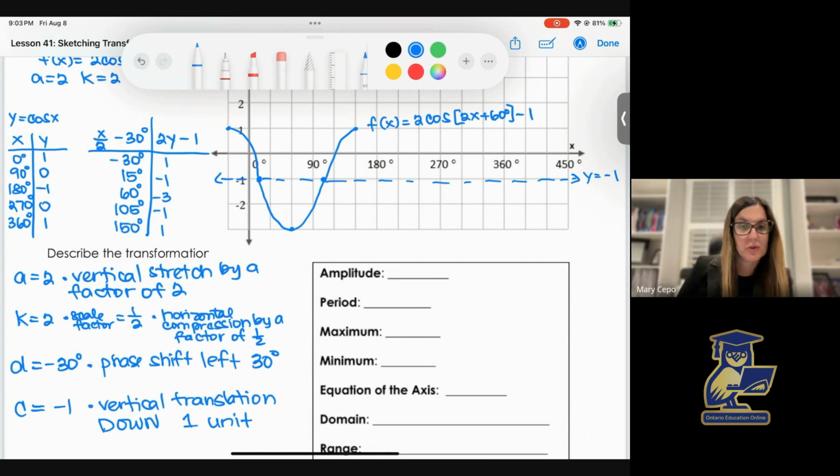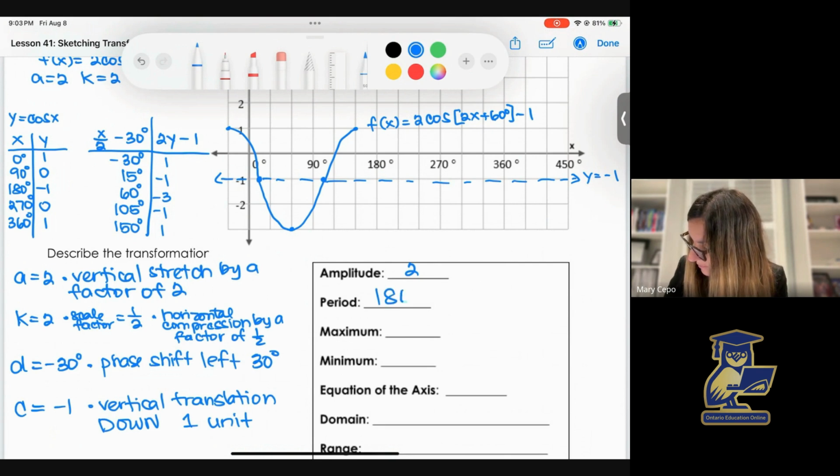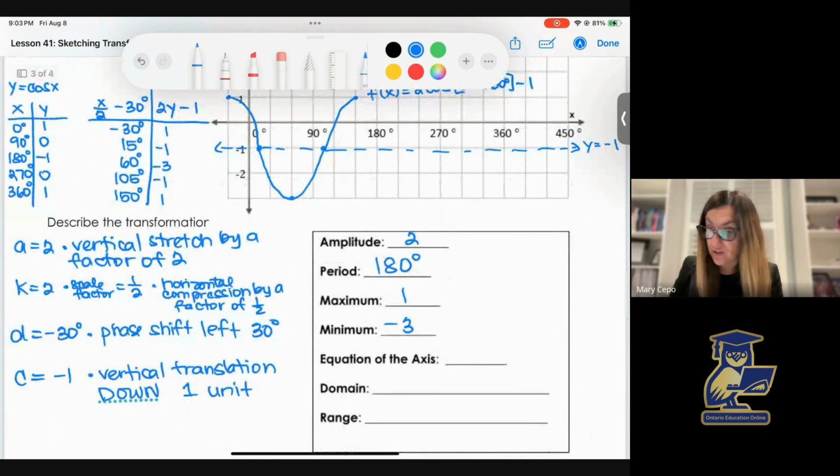Okay, so the amplitude. Again, amplitude is from the equation of axes to the max or to the min. So that distance looks to be 2, but with our equation, it's that A value. So it's always absolute value, so it's never negative. When you're describing the amplitude, that distance is always an absolute value, so keep that in mind. A period, when does one full cycle occur? Well, if we took 150 minus -30, well, that would be 180 degrees. Our maximum was 1. Our minimum was -3. The equation of axes, it's always an equation. So we would say y is equal to -1.